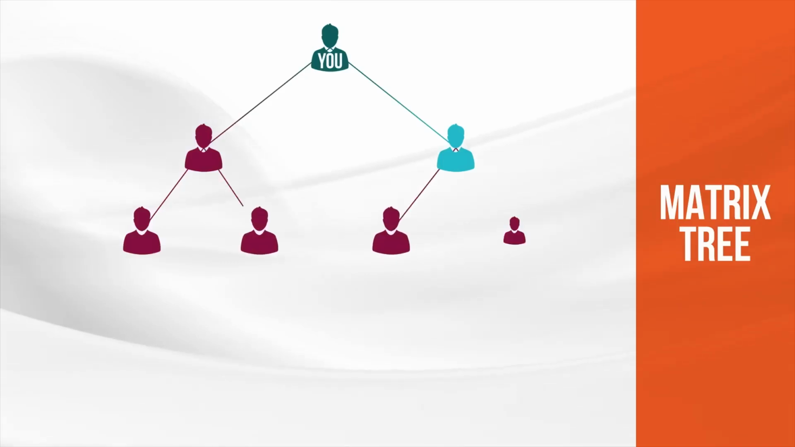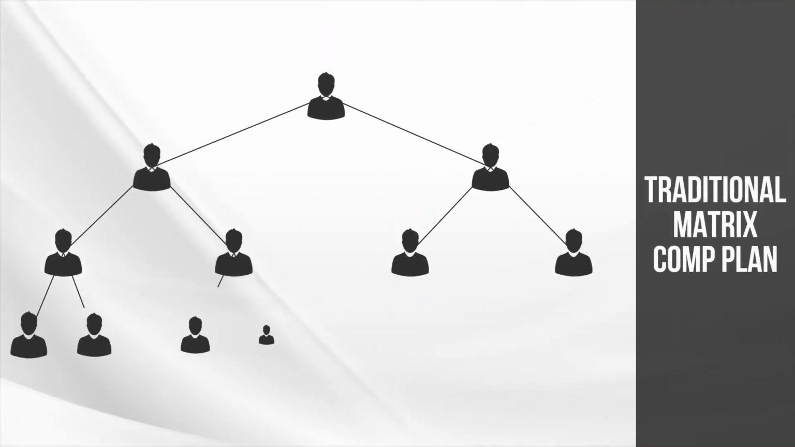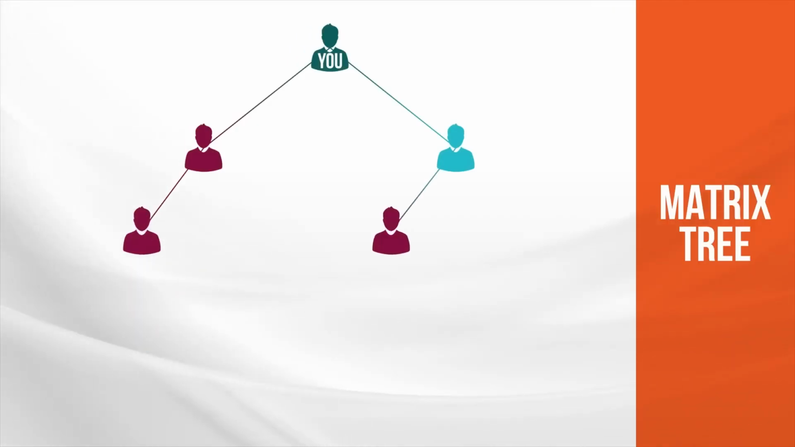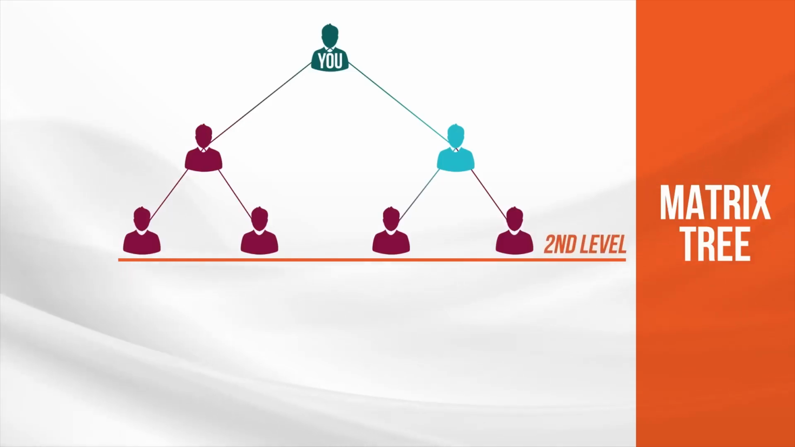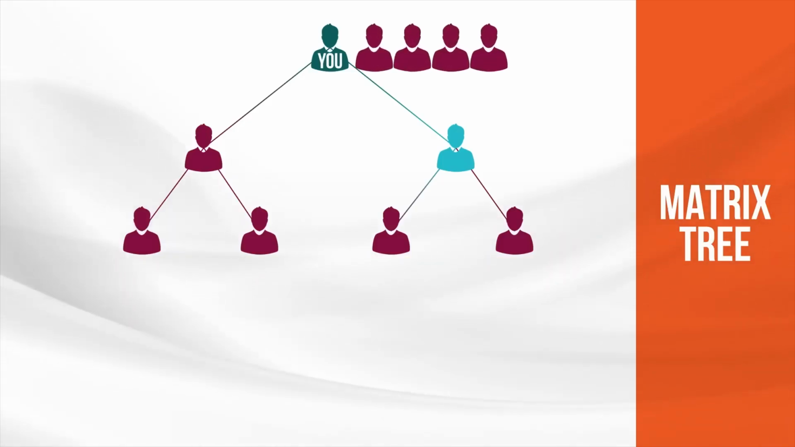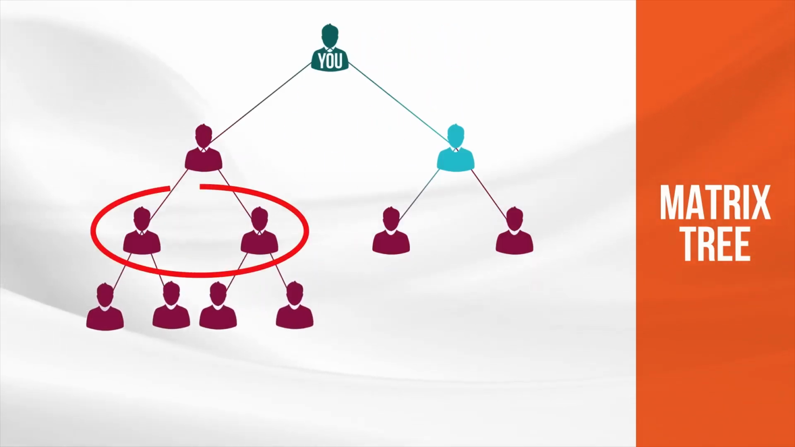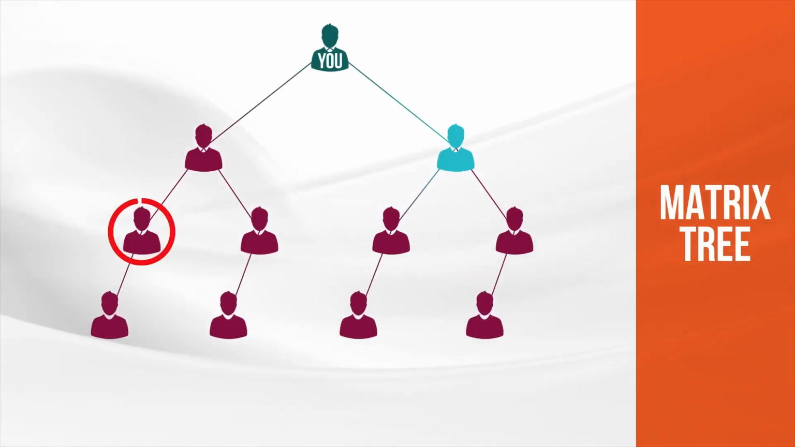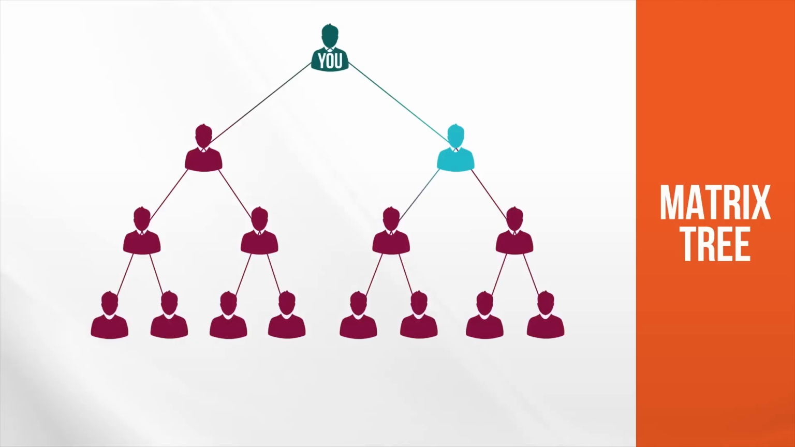Now, one unique thing we do to distribute spillover to help the maximum amount of people win is, unlike traditional matrix compensation plans that fill left to right, the Livegood matrix fills all the left positions in the level first and then all the rights. So if this is your second level, for example, and you enrolled four more people, instead of them going 1, 2, 3, 4 and only helping these two people, we place them 1, 2, 3, 4 like this, so all four people on this level get spillover before the next person starts filling the right sides.